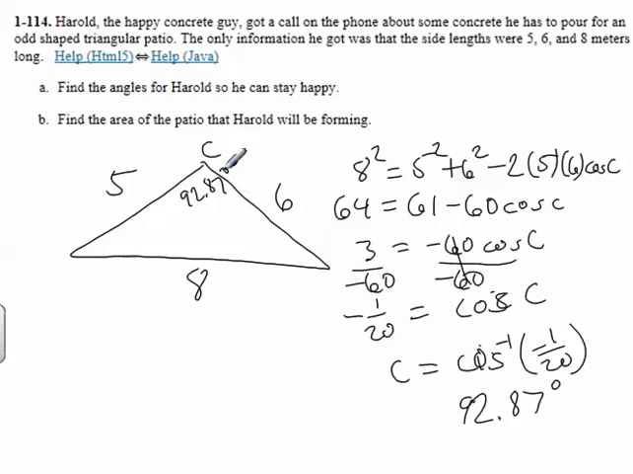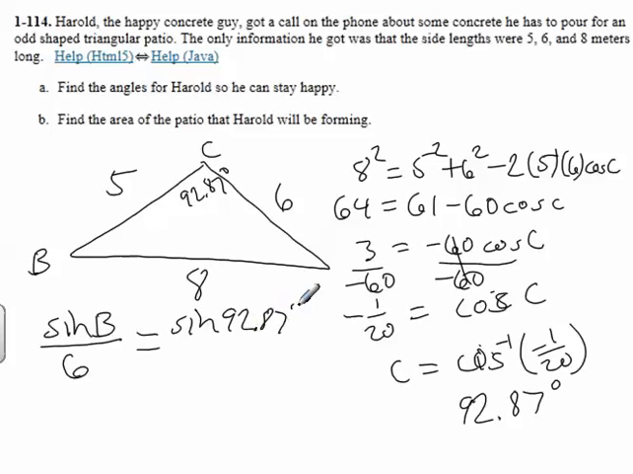Now we've got some options here because we have one of our angles. We can use the law of sines to find one of the others because that's actually a little bit faster and I feel easier. So let's now do law of sines and find, say, the measure of angle B right here. So I'm going to say the sine of B over 6, because those are opposite each other, equals the sine of 92.87 degrees over its opposite side, 8.